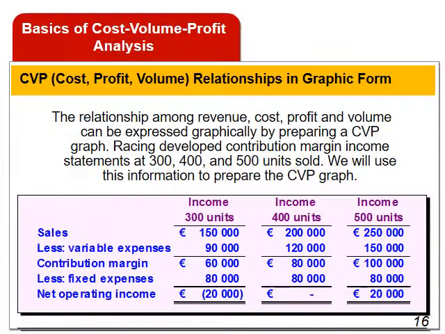The relationship among revenue, cost, profit, and volume can be expressed graphically by preparing a cost-volume-profit (CVP) graph. To illustrate, we will use contribution income statements for Racing Bicycle Company at 300, 400, and 500 units sold. 400 units is the break-even point. If the company sells more than 400 units, the company will make a profit. If the company sells less than 400 units, the company will make a loss.